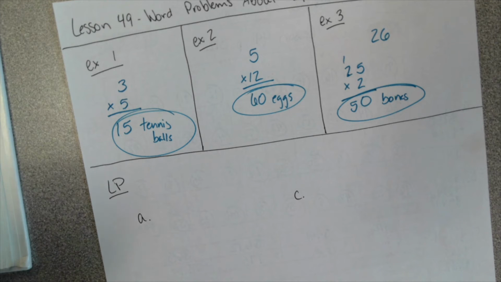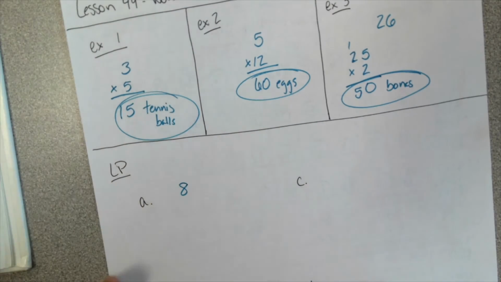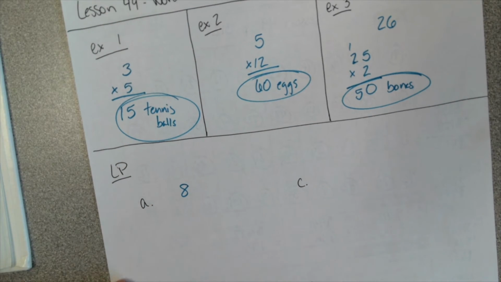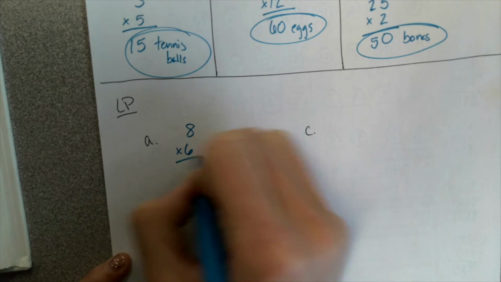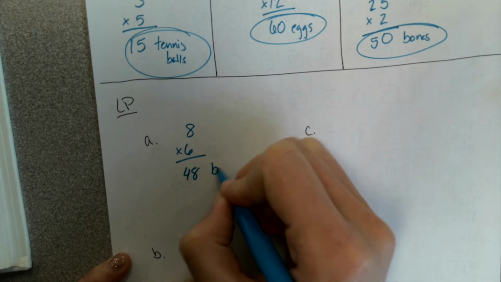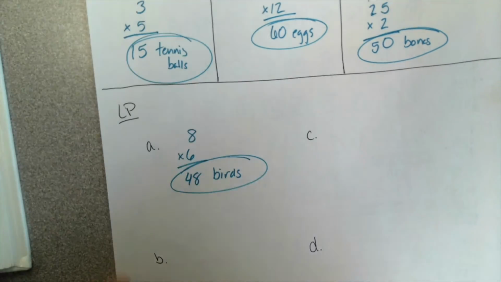Then we've got our lesson practice. Our lesson practice says there were 8 birds in each flock. There were 6 flocks. How many birds were there in all? Well, 8 times 6 equals 48. So we get 48 birds.